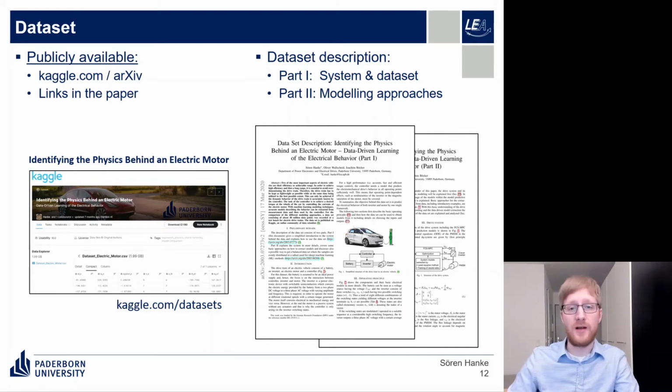The dataset itself can be found on kaggle.com, a platform where you can share those datasets, and it comes together with a comprehensive description in two parts. Part 1 is focusing on the system and the dataset, Part 2 on modeling approaches. The dataset description can be found on arXiv as well as on ResearchGate. You will find the links to both in the paper.